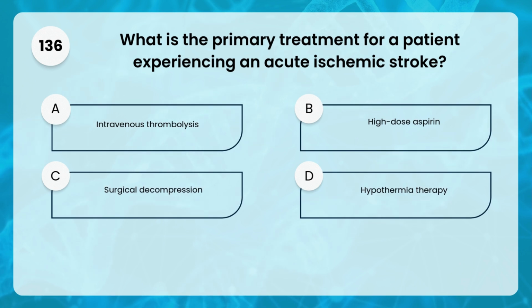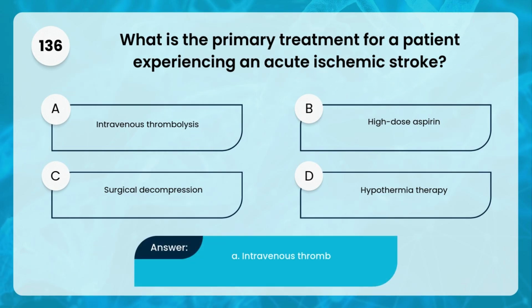Number 136. What is the primary treatment for a patient experiencing an acute ischemic stroke? A. Intravenous thrombolysis, B. High-dose aspirin, C. Surgical decompression, or D. Hypothermia therapy. The answer is A. Intravenous thrombolysis.